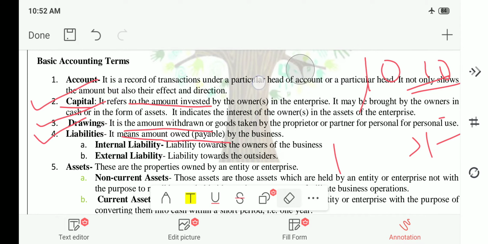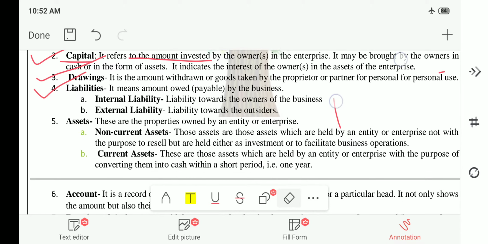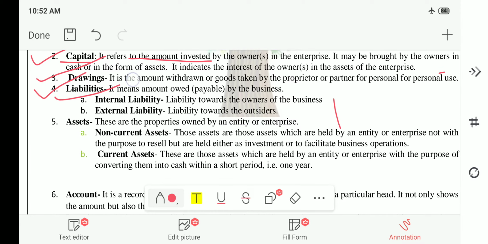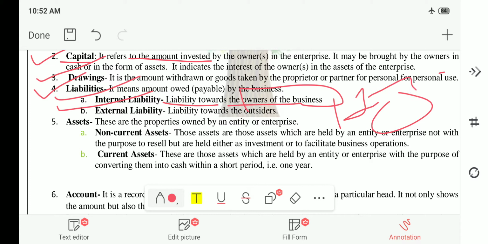There are two types of liability. One is internal liability and the other is external liability. What is internal liability? As we have seen, there are internal users and external users. In the same sense, consider liability towards the owners of the business. If there are two partners in the organization, and one partner has borrowed some amount from the other partner in order to invest it in the organization, then it is an internal liability as both of them are in the same organization.